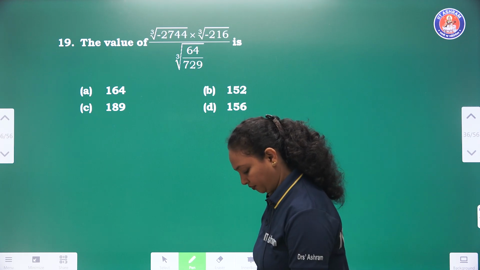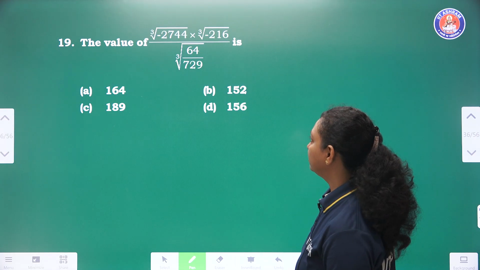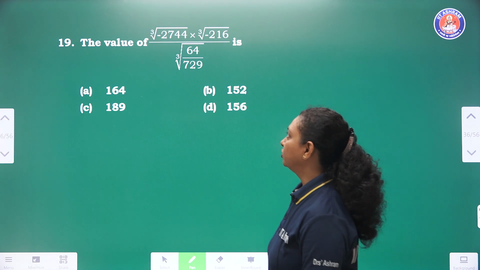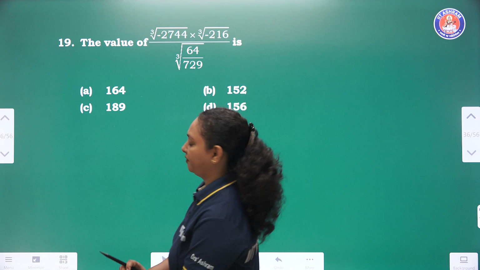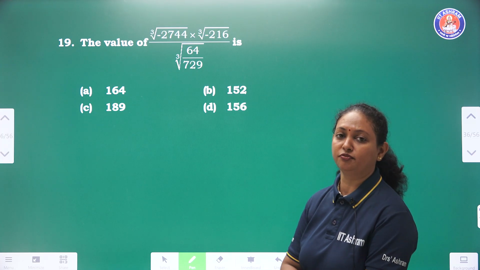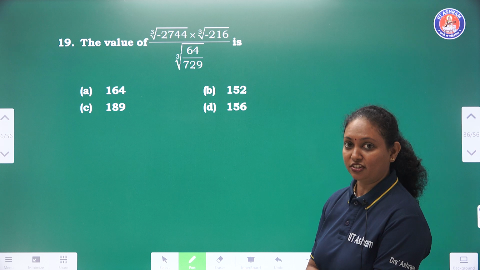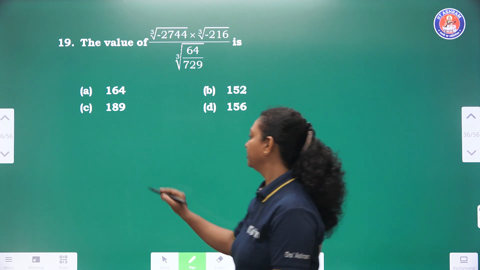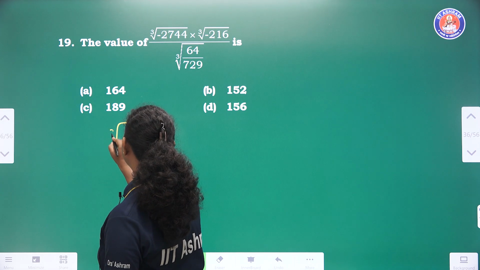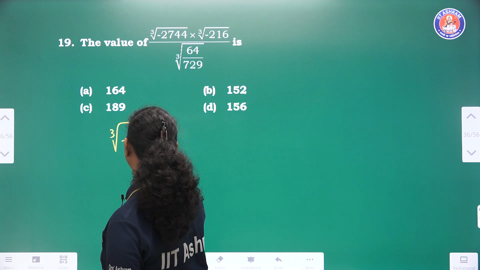Same here, you have to find the cube root and square root of some numbers and then simplify. So, the cube root of minus 2744. Which method are we using to find the cube root? The estimation method. Do you remember that? Let's revise it once more. Cube root of minus 2744.